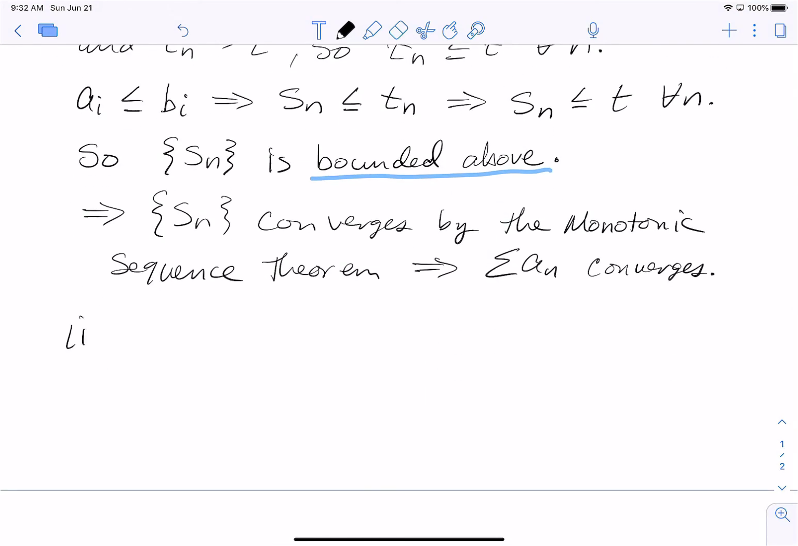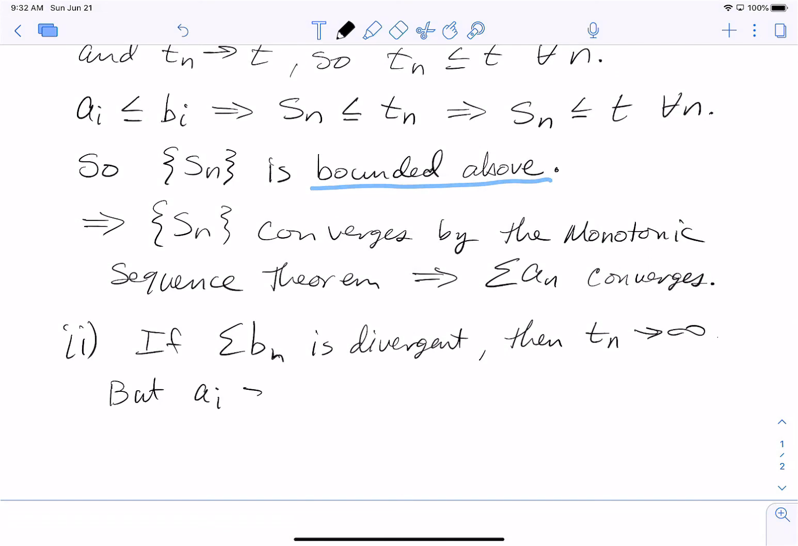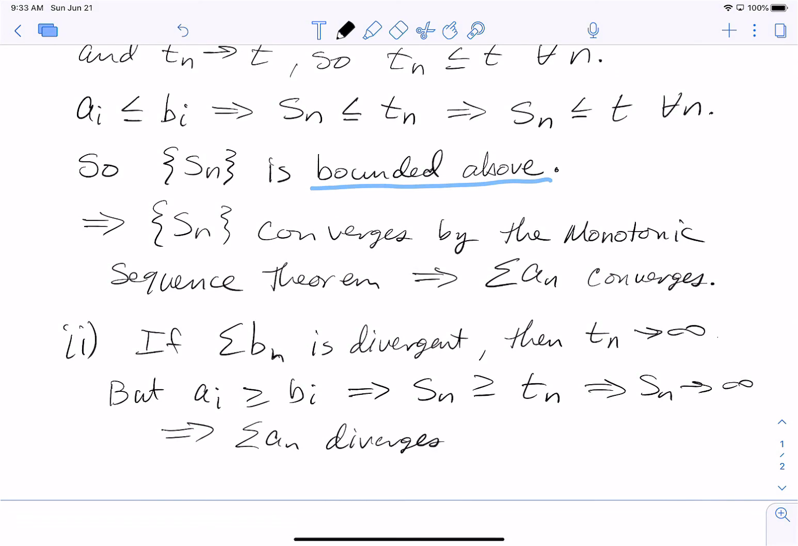It goes quicker. If sigma b sub n is divergent, then t sub n approaches infinity. But a sub i is greater than or equal to b sub i, which means that s sub n is greater than or equal to t sub n, which means that s sub n approaches infinity as well, which means that sigma a sub n diverges.